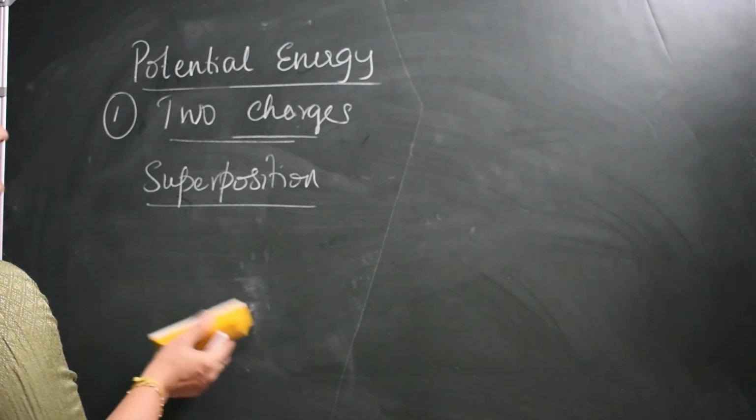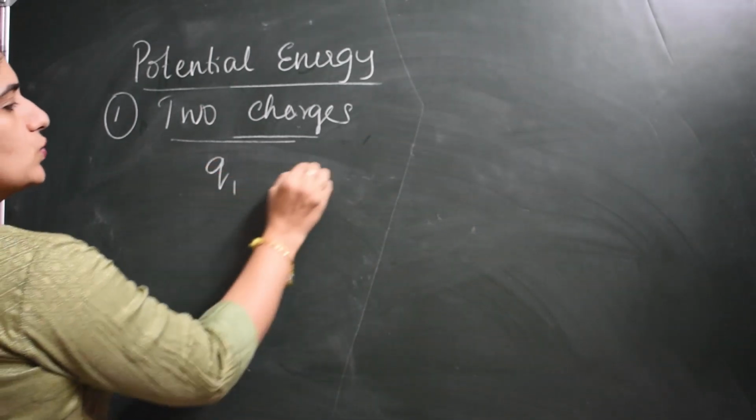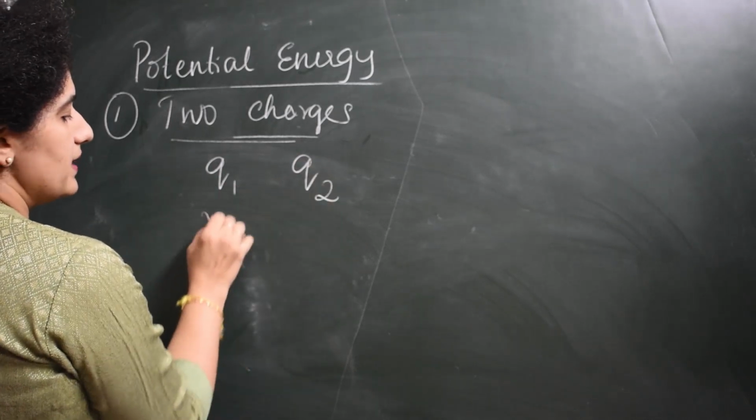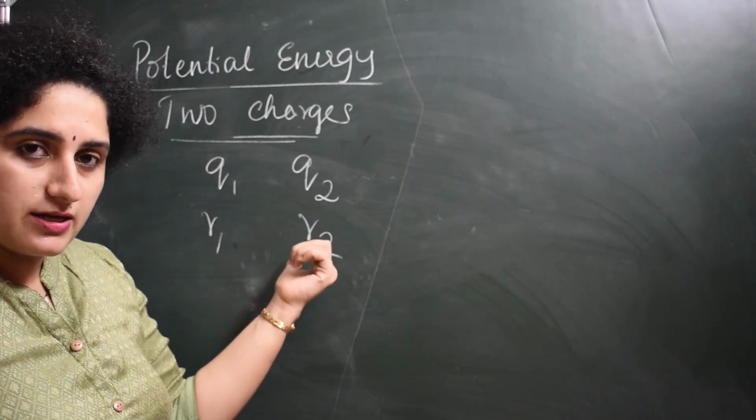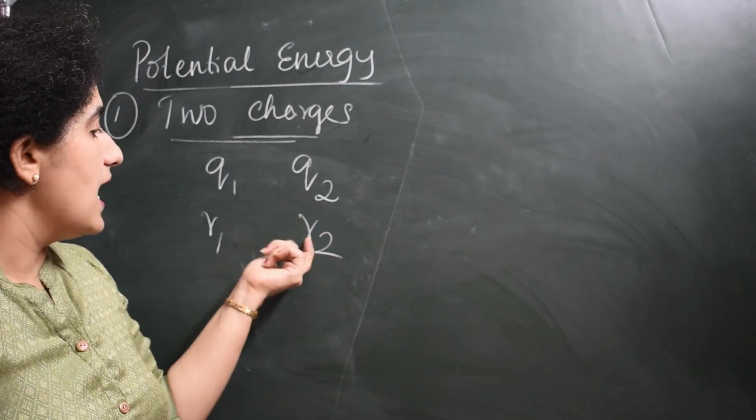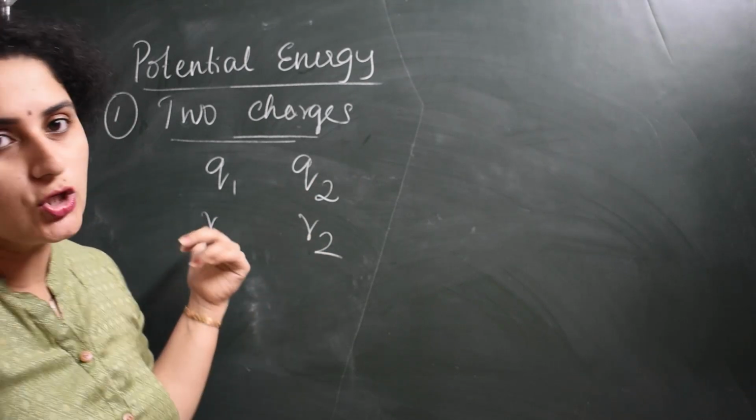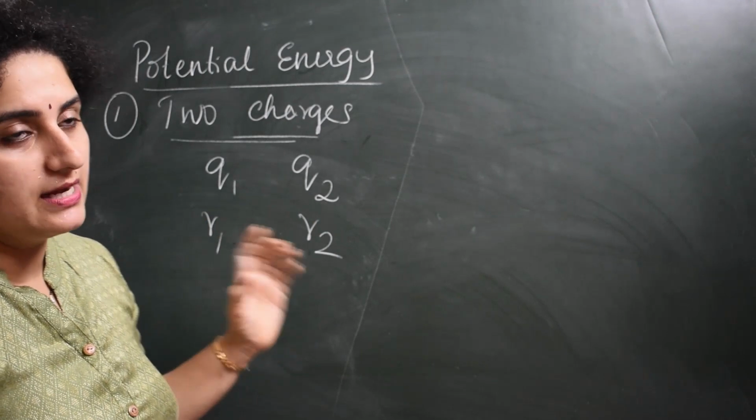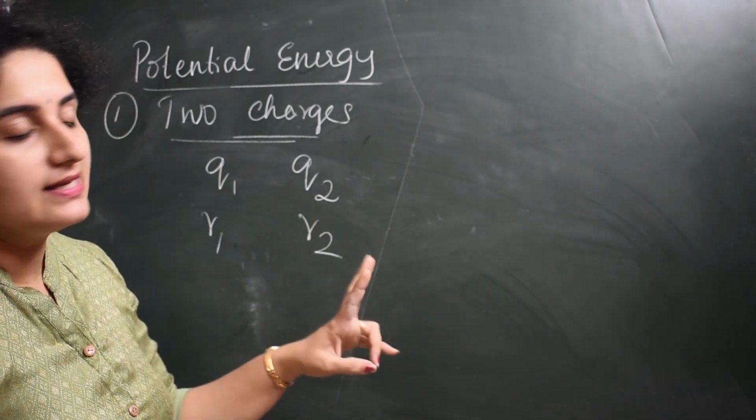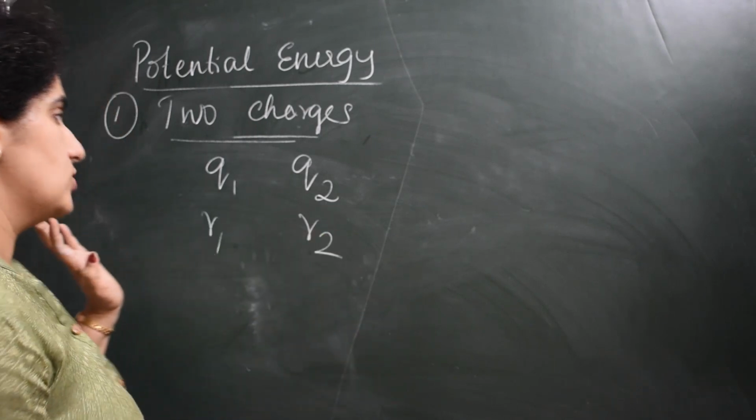Okay, so now how will you find out? Suppose you have charges Q1 and Q2, and you bring them to R1 and R2. That means these are position vectors. That means Q2 is at a distance of R2 from Q1. Okay, that is a simple concept that we consider. Two charges we will consider, and the position vectors are R1 and R2.